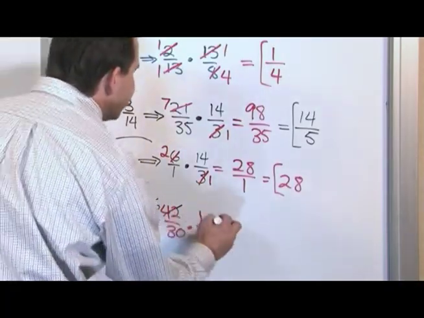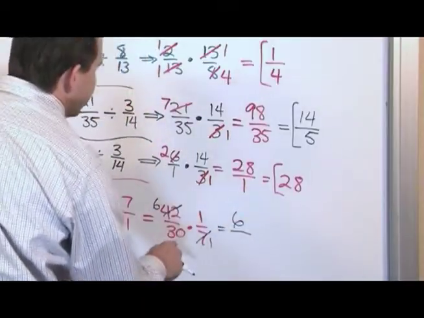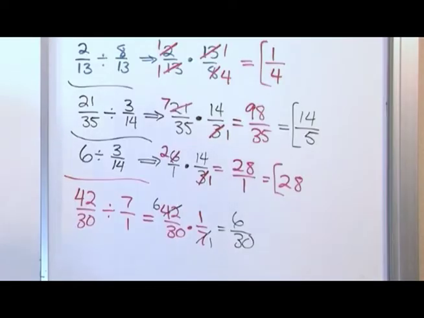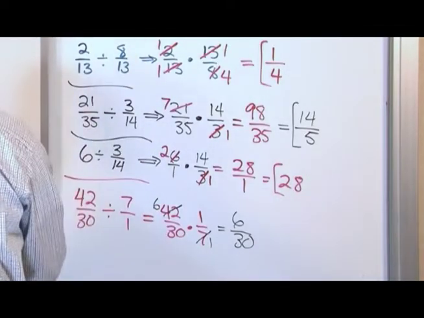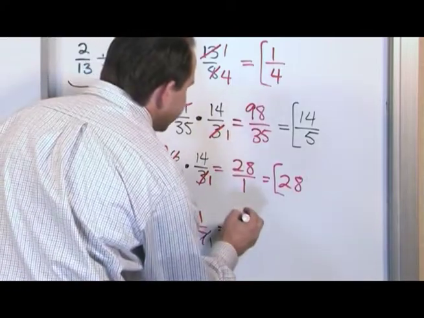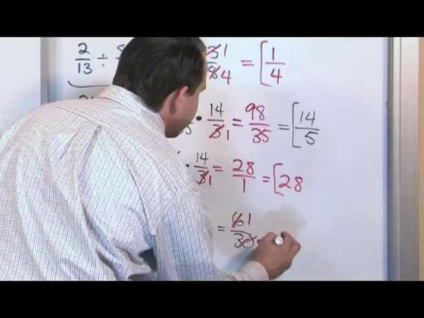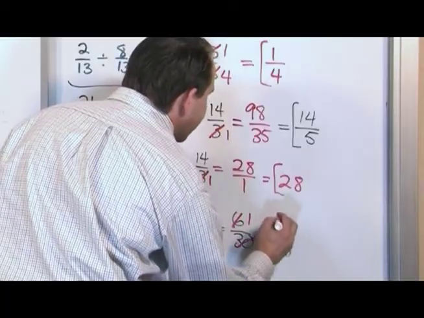Multiply the top. 1 times 6 is 6. 30 times 1 is 30. Now look at that. We actually still have some other simplification that we can do. 6 and 30. I know I can divide the top and bottom by 6. 6 divided by 6 is 1. 30 divided by 6 is 5. So it's 1/5. And that's the answer, 1/5.